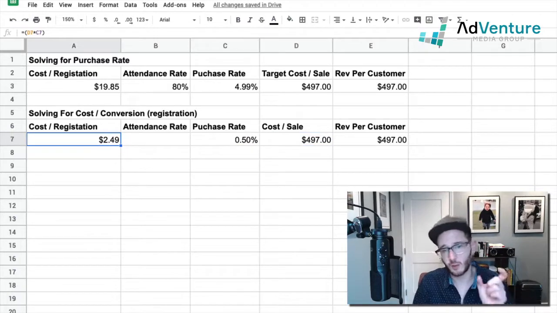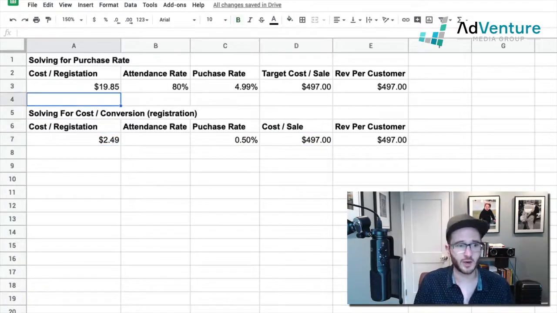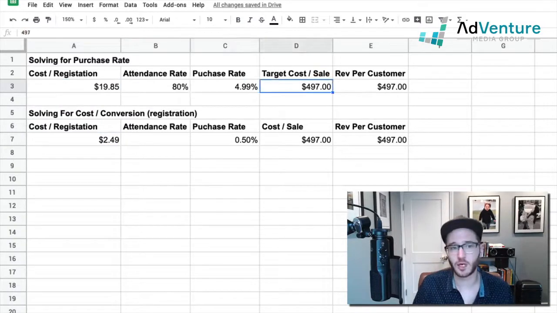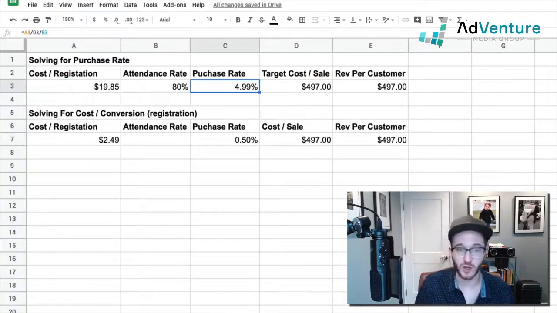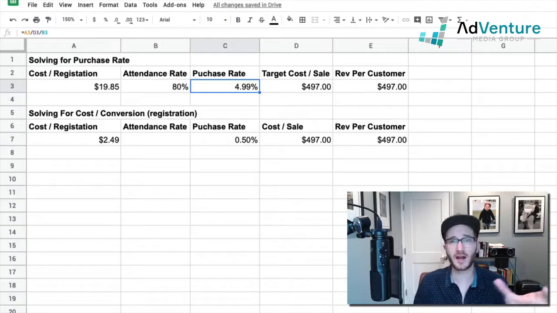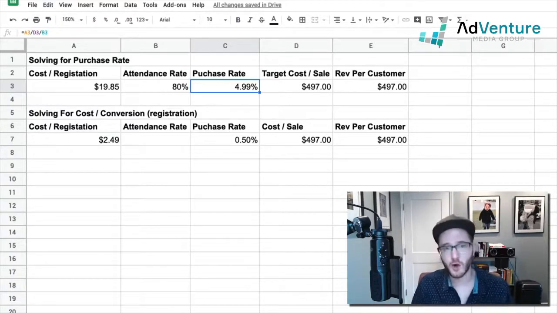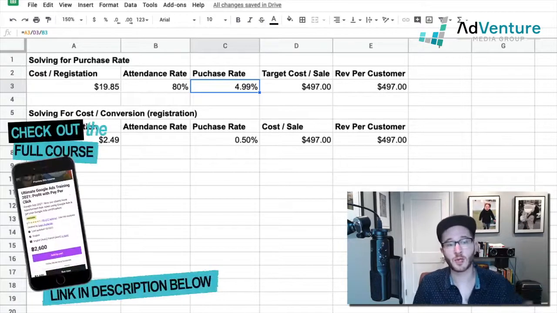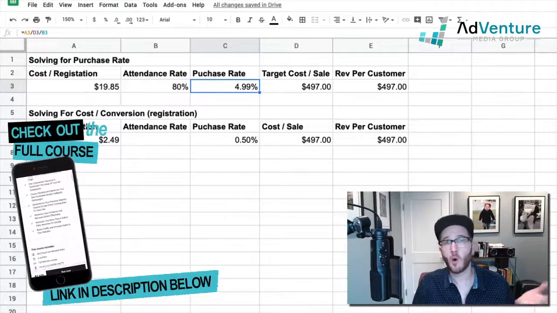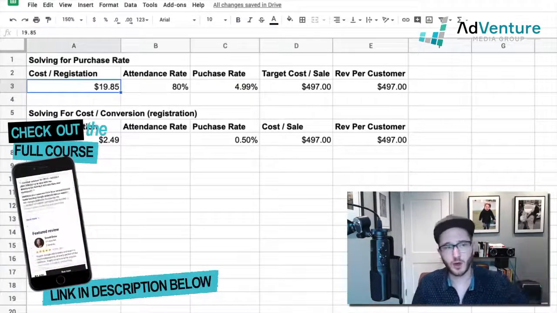So look, this is a very helpful sheet, and this is something which is helpful for you internally, and this would be very, very impressive to your clients. You'll say, okay, this is where we're holding now. At $19.85 cost per registration, we would need a 4.9% purchase rate. Okay, is that realistic? You start answering some questions. Can I increase the quality of my offer? Can I offer a free trial? Can I provide more value? What could I do to push my purchase rate up? Or what can I do to push this cost per registration down?